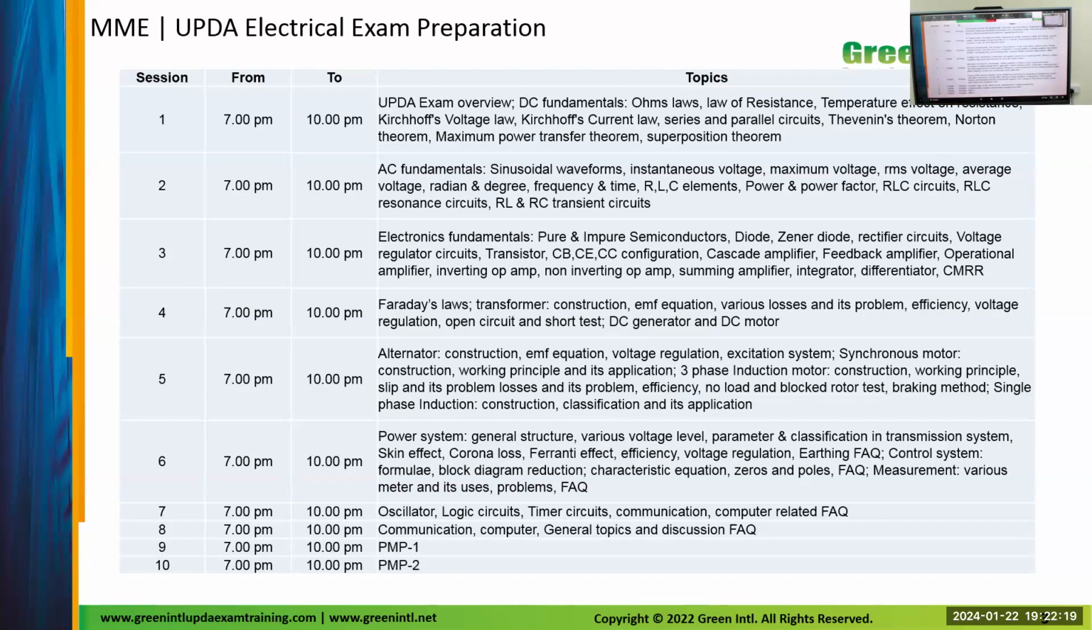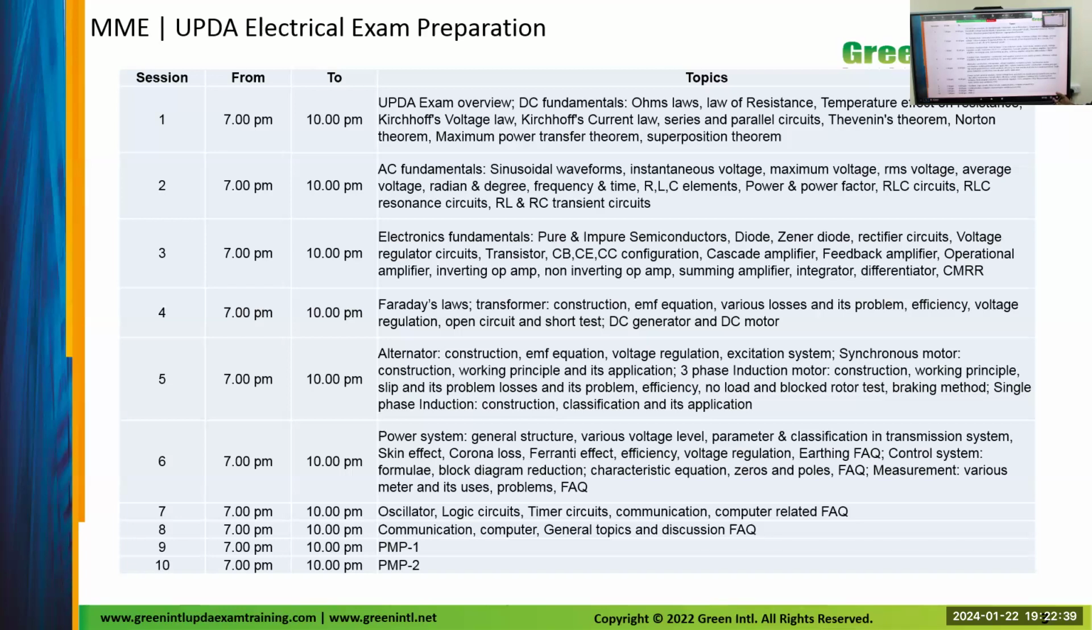The fourth and fifth classes are related to electrical machines. Electrical machines are broadly categorized into three categories: transformers, DC machines, and AC machines. In the fourth class we discuss transformers. Everyone has at least one or two questions from transformers.